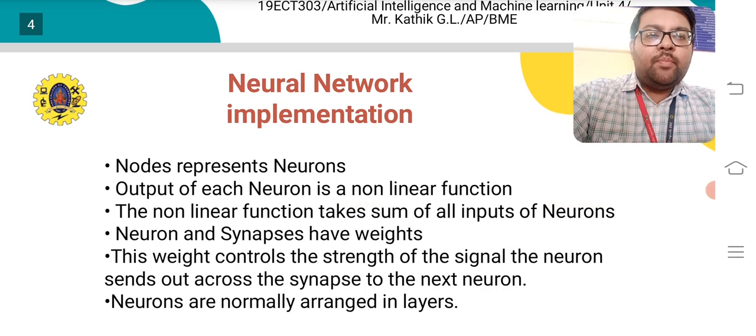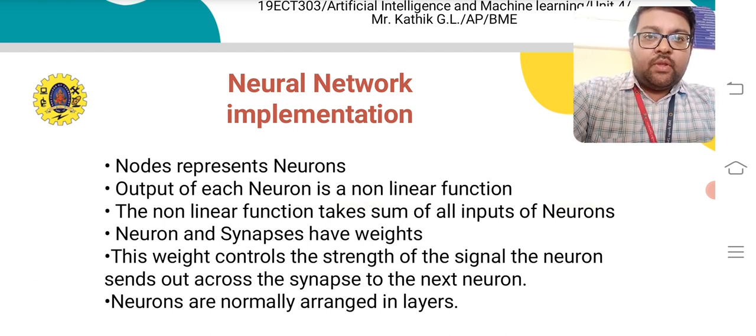Then, how to implement a neural network? For implementation of a neural network, we firstly require the nodes or neurons, just like our human brain. The output of each neuron is a non-linear function. The non-linear function takes the sum of all inputs of the neurons, and neurons and synapses have weights. This weight controls the strength of the signal the neuron sends out across the synapse to the next neuron.